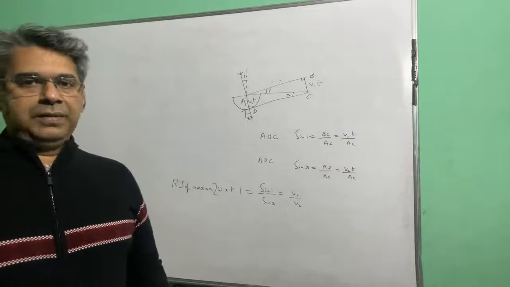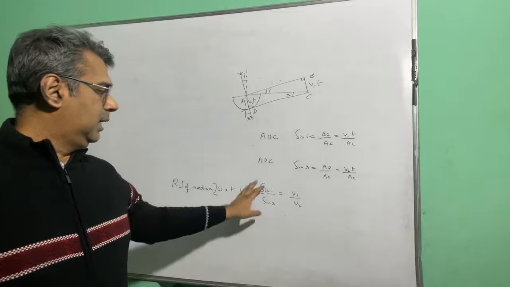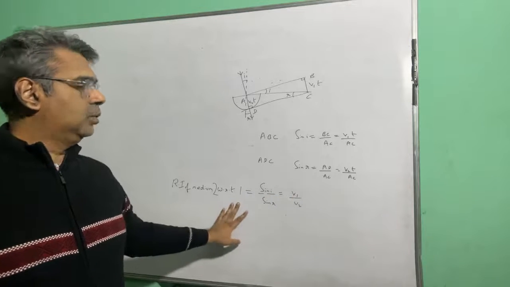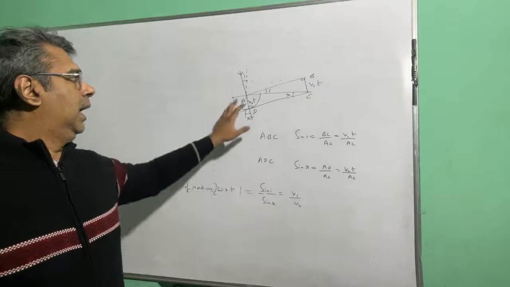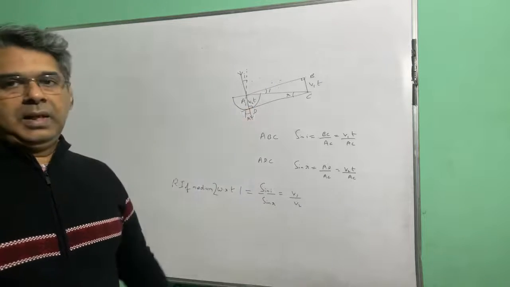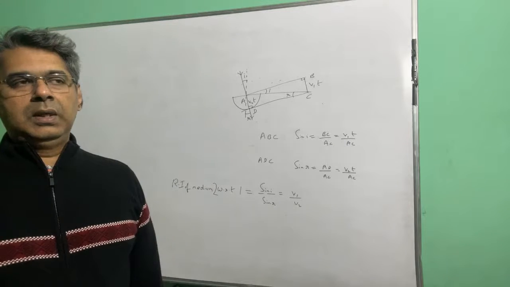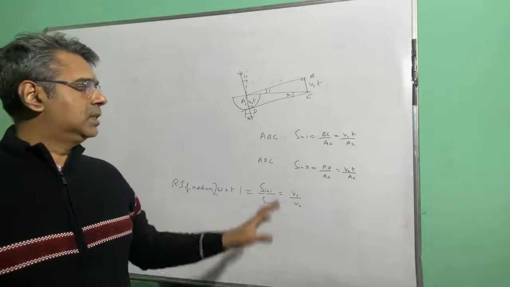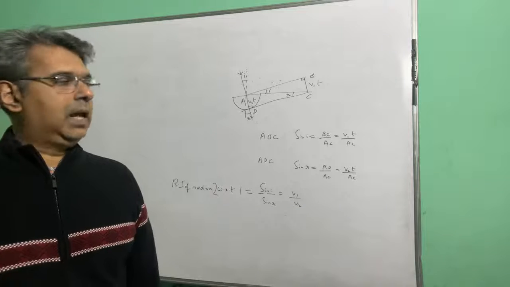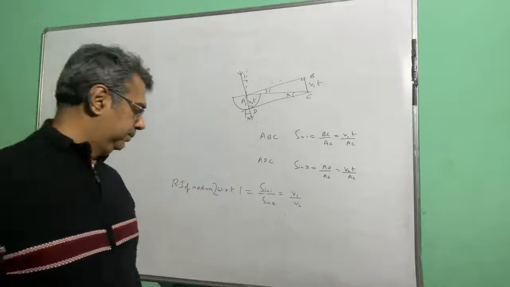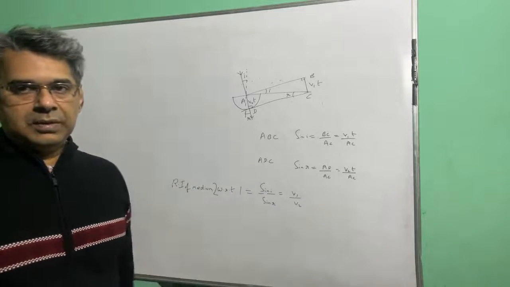So both the laws of refraction are proved: Snell's law, sin I by sin R equals V1 by V2, the refractive index of 2 with respect to 1, and the incident ray, refracted ray, and normal lie on the same plane. So these are the two laws of refraction. This is the discussion of Huygens' principle and how it helps us prove the laws of refraction and laws of reflection, which we did before this.